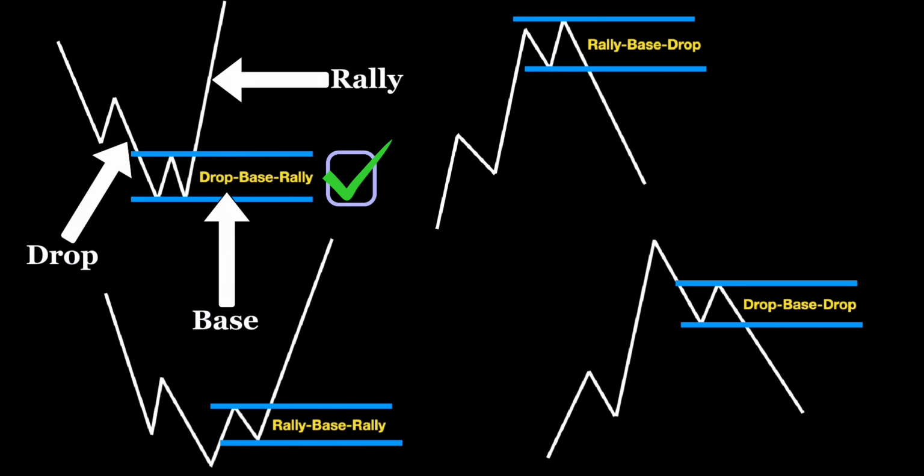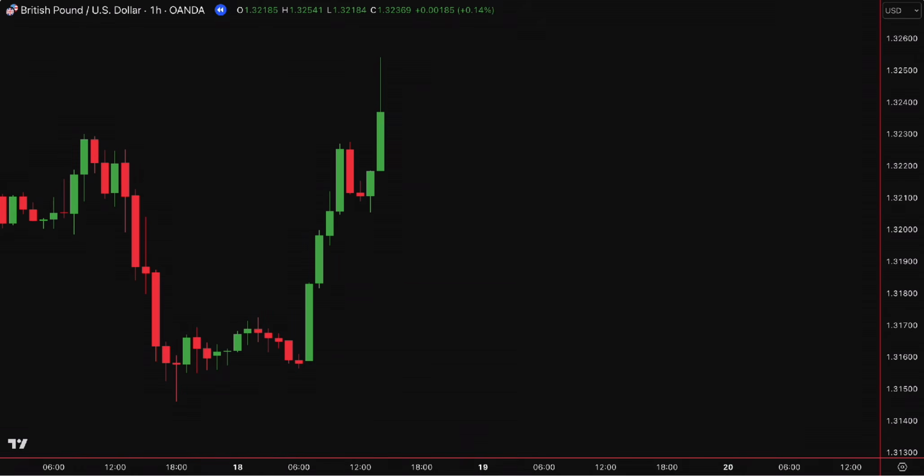And then comes the rally, an aggressive move upward as institutions unleash their full buying power. This isn't just a random spike, it's the result of a calculated plan. Push the price down, accumulate at the best levels, then let the market fly. Let's look at a real chart.